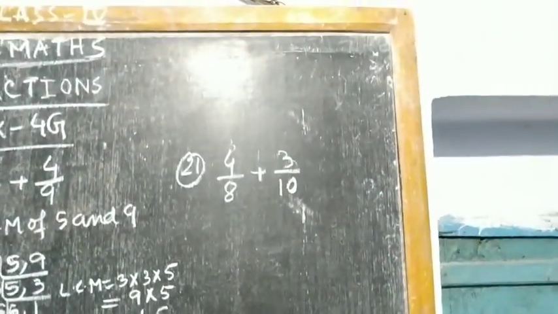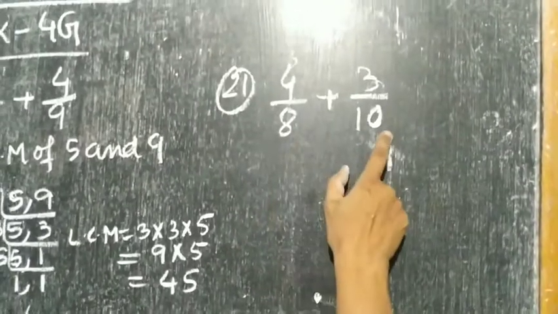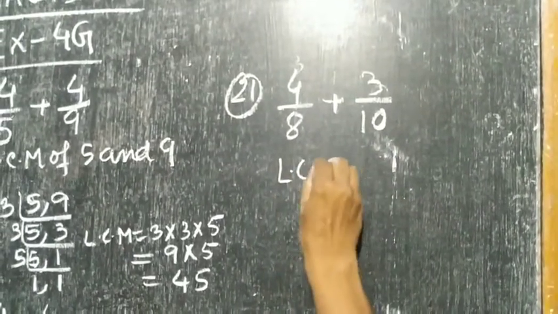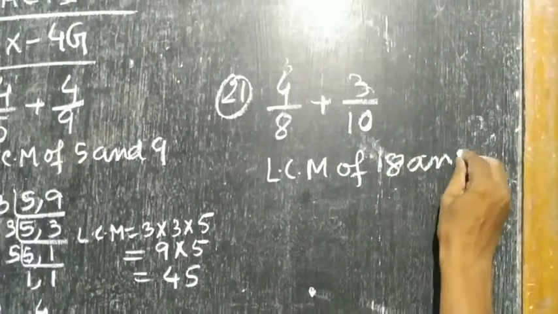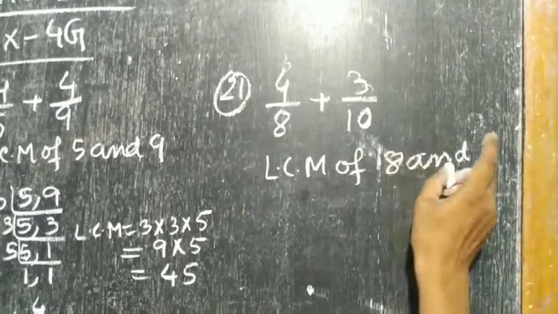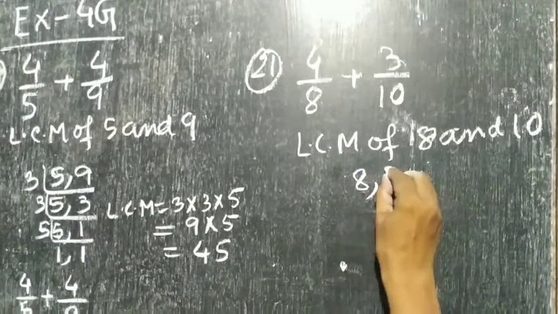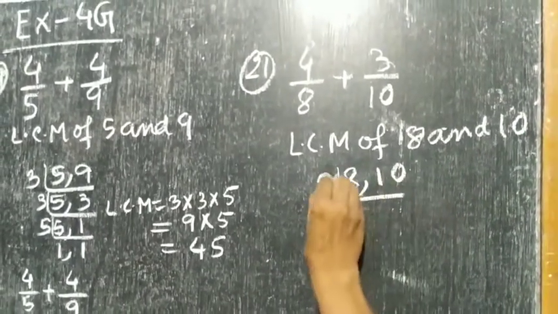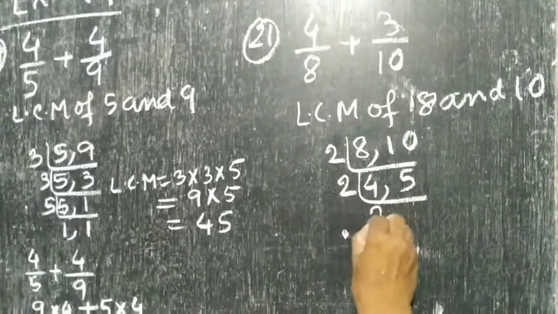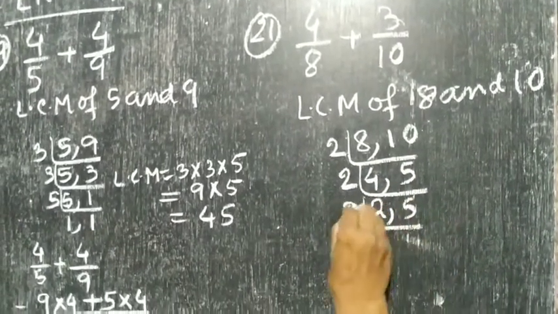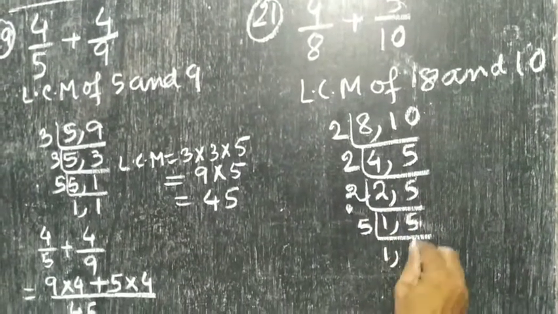Next children, you see sum number 21. Here you have to add the fraction 4 by 8 and 3 by 10. So the LCM of the denominators 8 and 10. Here also I shall apply the repeated division method. So divide them by 2. So 4, 5. Again divide them by 2, 2, 5. Again divide them by 2, 1, 5. Again divide them by 5, 1, 1.